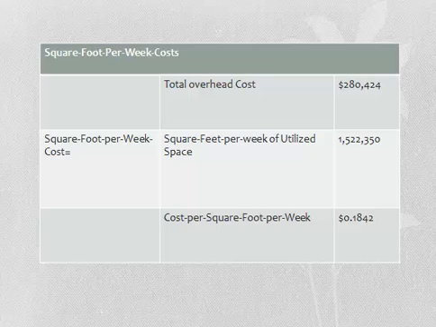When we total those square feet weeks, we find out that we have 1,522,350 square feet weeks. So if we were to take our total overhead cost or our total fixed cost of $280,424 and divide it by the square feet weeks, we would get a cost per square feet week of 18 cents. This is definitely a larger value than the 10.5 cents we saw before, but it's probably more accurate.